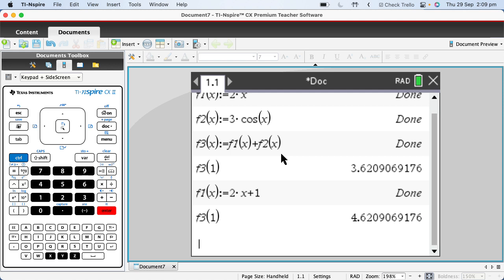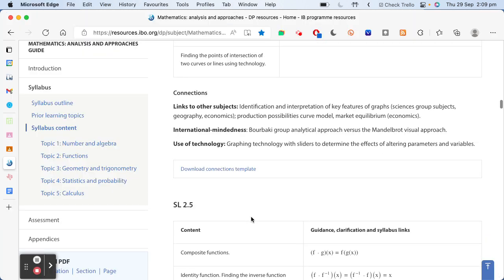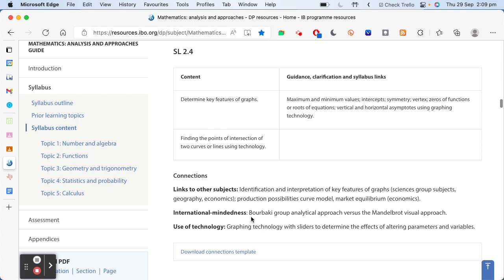Okay, any questions? Please don't hesitate to yell out if there is a question as we go along. Okay, 2.4 then. 2.4 talks about determining key features of graphs and finding points of intersection. So I thought we might spend some time on that because that's where your calculator can be really handy. And remember, you won't always get functions that you know how to do by hand.